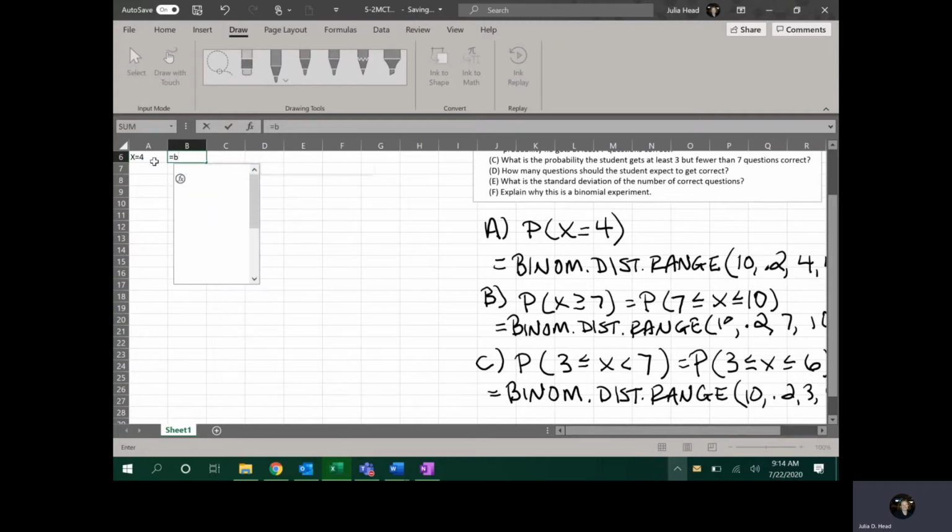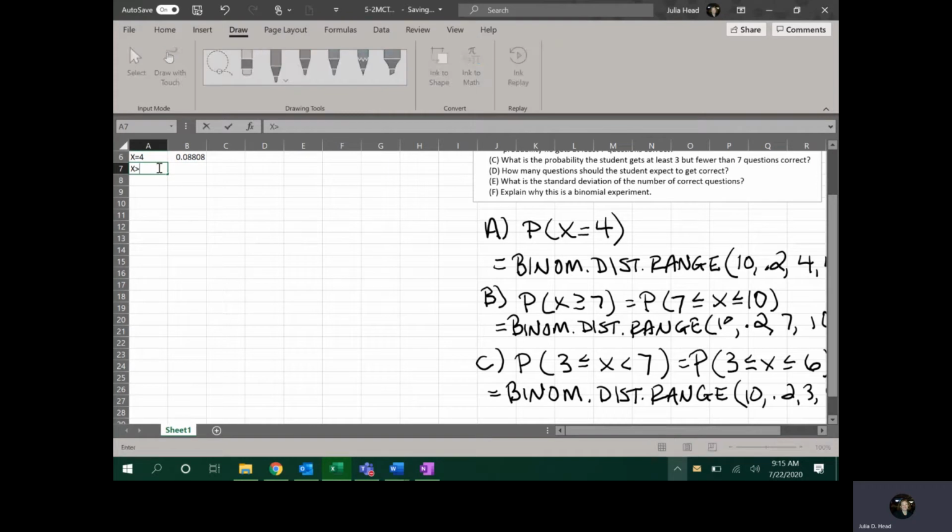So we have the binom.dist.range, and it asked for the trials, and we said there were 10. It asked for the probability underscore S, which is the probability of success, or 0.2. And then it asked for the two numbers, and for the case of A, it was 4, 4. So our answer to part A is 0.0881.